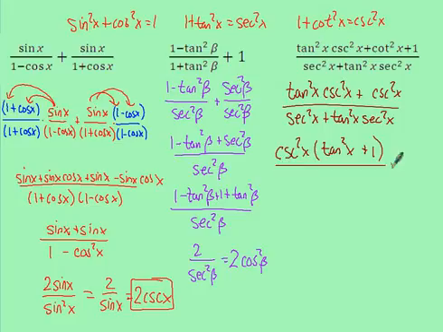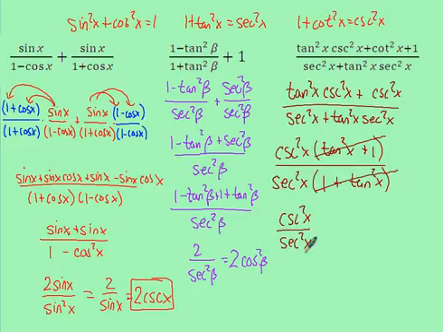On the bottom there, I can also do some factoring. I have secant squared x in both terms, so let's factor that out and see where it gets us. If I factor a secant squared out of a secant squared, I'm left with just a 1. If I factor it out of here, I'm left with just a plus tangent squared. Now hopefully you can see where this is going. These two terms are the exact same. They will reduce to 1, and we'll be left with cosecant squared x over secant squared x.